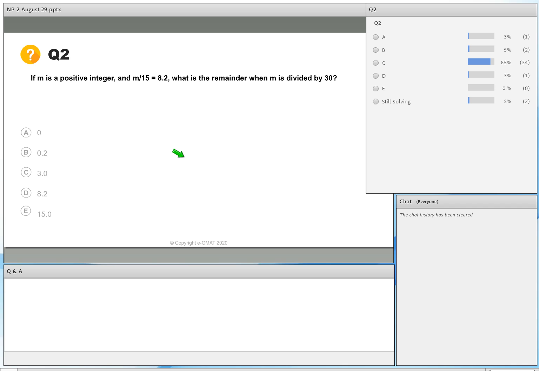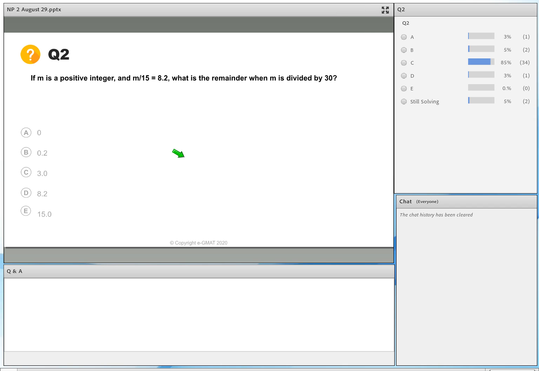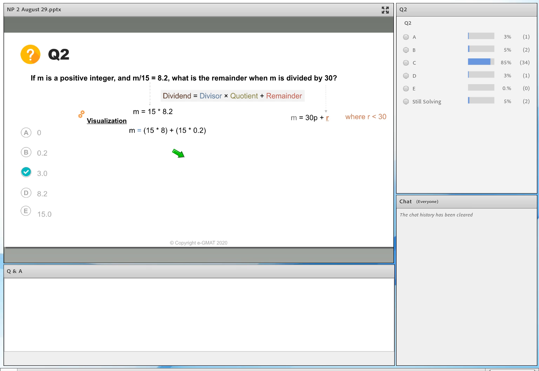Okay, the accuracy is better this time. You have 85% people saying it is C, and that means 15% people are confused about this. C is the correct answer, so good job everybody. Let's see what's happening here. It's the same as the first question, very similar really.